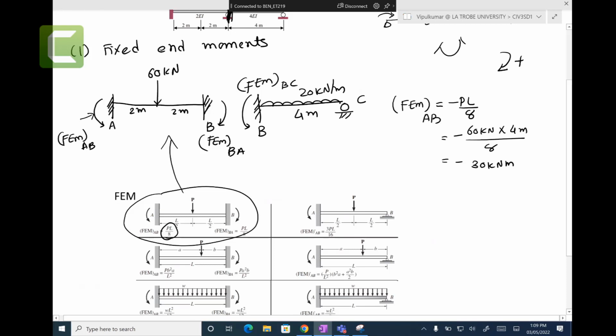What is fixed end moments? It's just the representation of the 60 kilonewtons at the node. OK, that's what we just transferred. And fixed end moments of BA is in here, and that is clockwise, so it's positive. PL on 8, positive: 60 kilonewtons times 4 meters over 8, positive 30 kilonewton meters. So far so good.